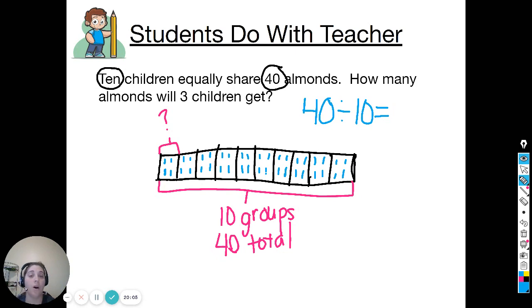Okay, so I've used all 40 almonds. I put them equally in each of the 10 groups. And if you look at just one group, you can see how many are in that one group. So go ahead and finish your drawing if you need to, and solve this equation by putting your answer right here.